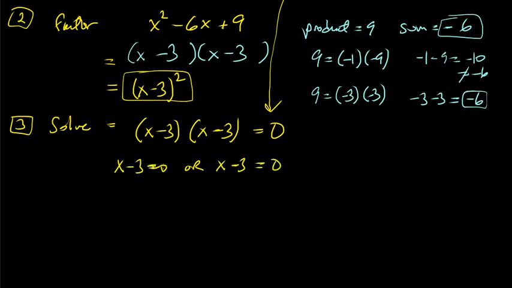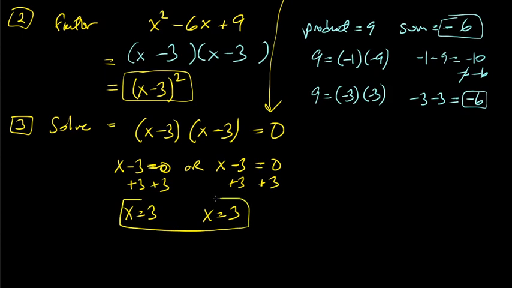Sorry, it's a little sloppy, but that's an equal sign. So add 3 to both sides, and we get x equals 3. And for the other one, we also get x equals 3. So it looks like we have two answers, but we don't. 3 is 3. There's only one answer here, and it's just x equals 3.